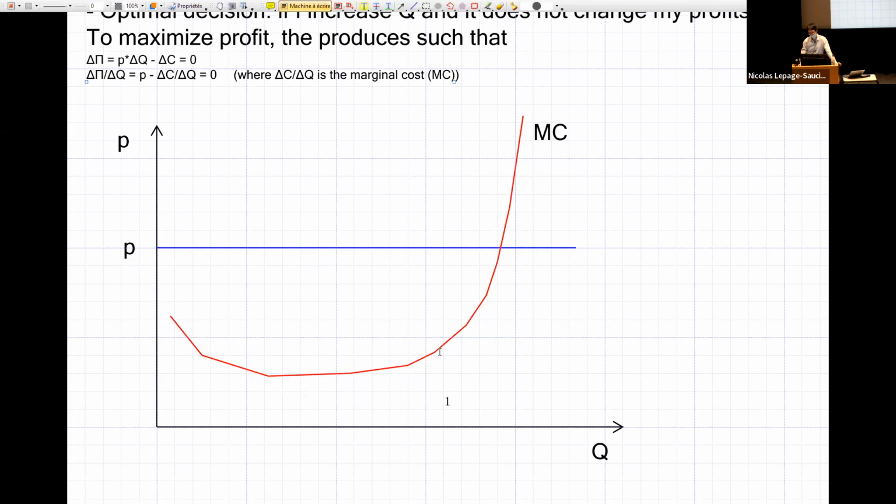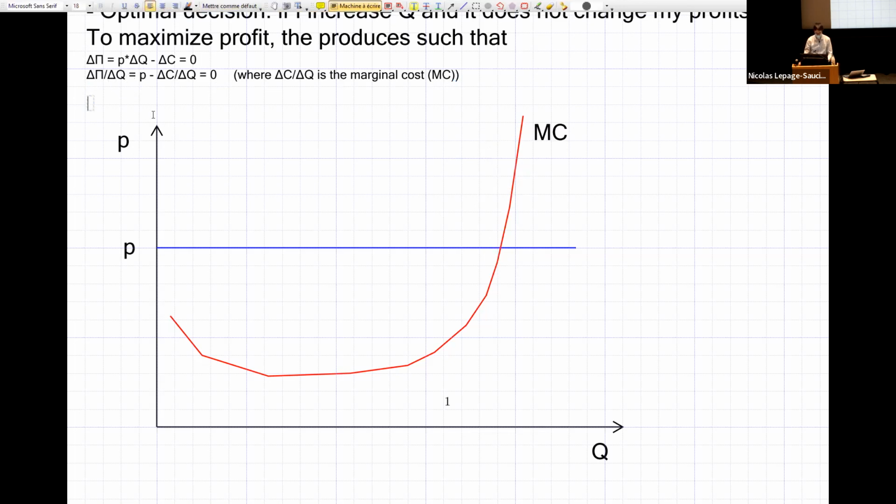But then here I'm starting to run out of room, of capital, of resources. If I still want to produce more, it starts costing more. And here, if I still want to produce, tough luck. It's going to cost me much more to produce the last unit than I can sell it for on the market. So this is exactly why we want the increase in profit divided by the increase in quantity to be 0. That's where the marginal cost equals the price.